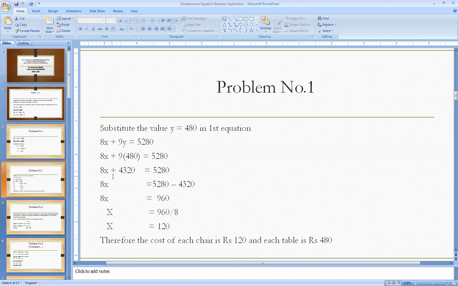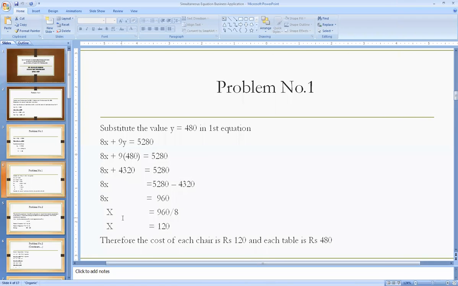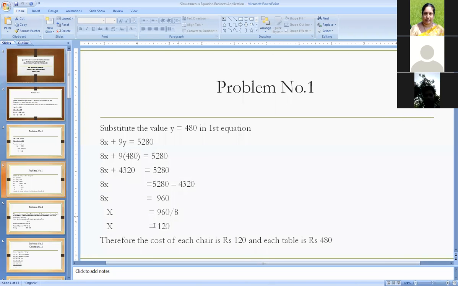Therefore, 8x equals, we'll have to retain the value of x on the left side and shift the numbers to the right side to calculate the value of x. This plus 4320 becomes minus 4320. Therefore, 8x is nothing but 960. The difference between 5280 minus 4320 is 960. The value of x is 960 divided by 8. Therefore, the value of x is 120.